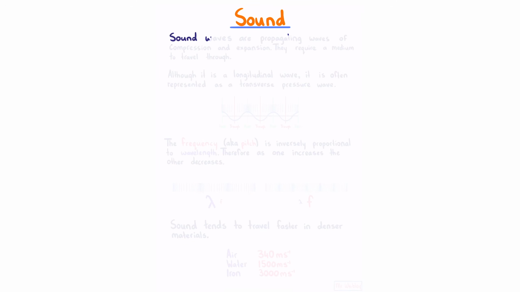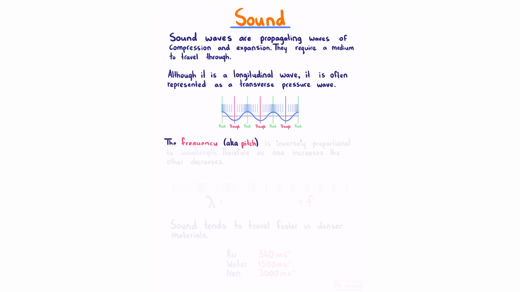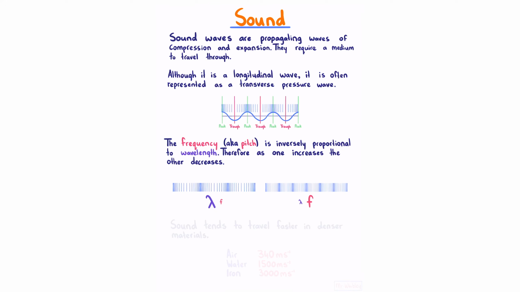Sound. Sound waves are propagating waves of compression and expansion. They require a medium to travel through. Although it is a longitudinal wave, it is often represented as a transverse pressure wave, where we see our longitudinal wave, our areas of high pressure are our peaks, and our areas of low pressure are our troughs. The frequency, aka pitch, is inversely proportional to wavelength. Therefore, as one increases, the other decreases. So if we have a large wavelength, we have a small frequency, and if we have a small wavelength, we have a large frequency. Sound tends to travel faster in denser materials.